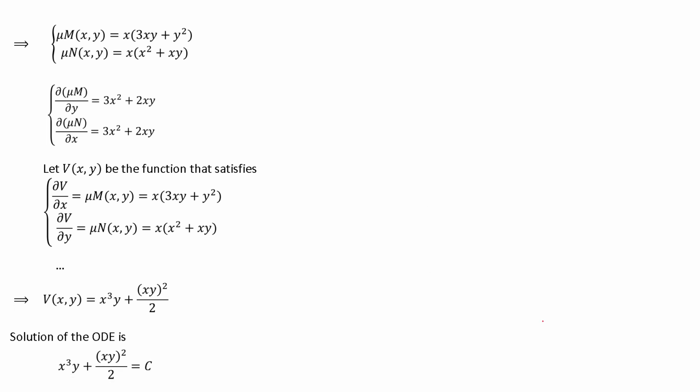So try to digest all the procedures. What did we just do? We start with this equation, capital M of xy dx plus capital N of xy dy equals 0. This is what we started with. We found that this is not an exact equation, and then what we try to do is multiply this mu to the equation.